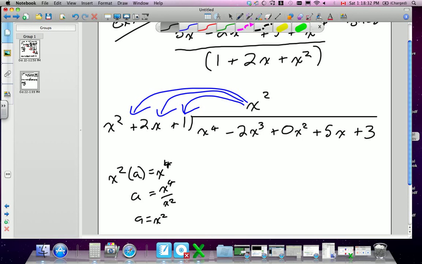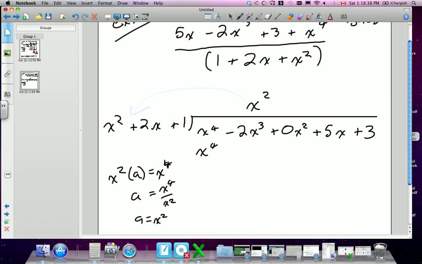So x squared times x squared is x to the power of 4. X squared times 2x is positive 2x cubed. And x squared times 1 is x squared. And here's where we do subtraction. These cancel out. This becomes negative 2x cubed minus 2x cubed. Do you know what this is? Put in your calculator. Negative 4. Good. And then 0 minus 1. Negative 1. Good.